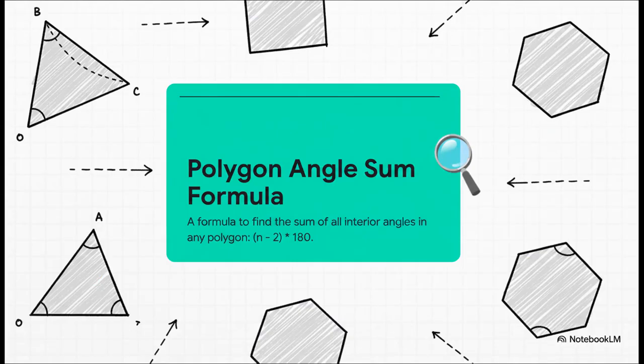I mean, what could parallel lines and transversals possibly have to do with something like a pentagon or an octagon? Well, the bridge between lines and shapes is this incredibly powerful, but also surprisingly simple formula. It says that for any polygon, the sum of all its inside angles is just the number of sides, which we call n, minus 2, and then you multiply that by 180.